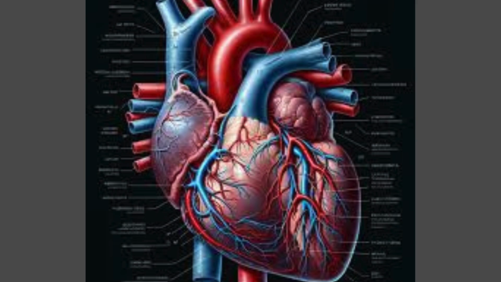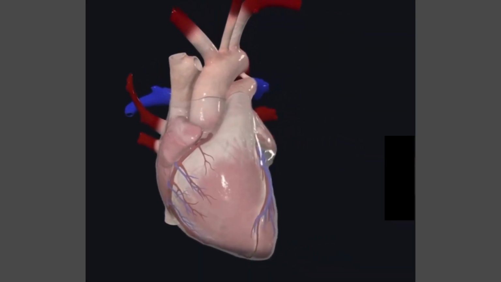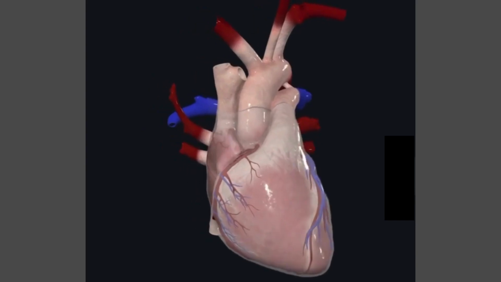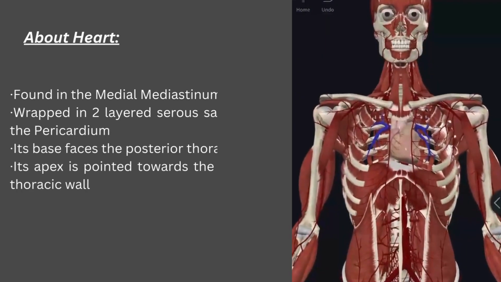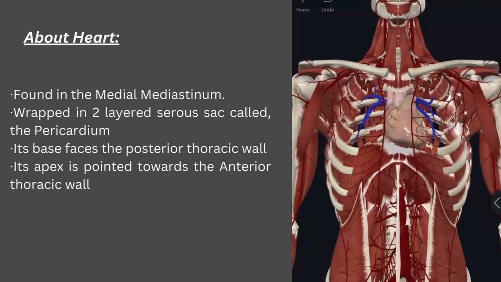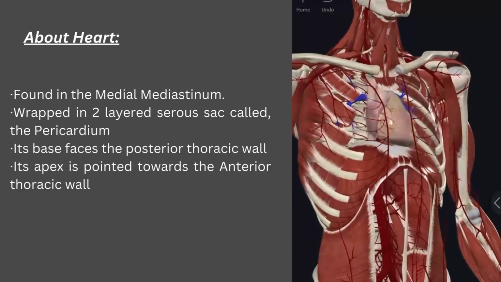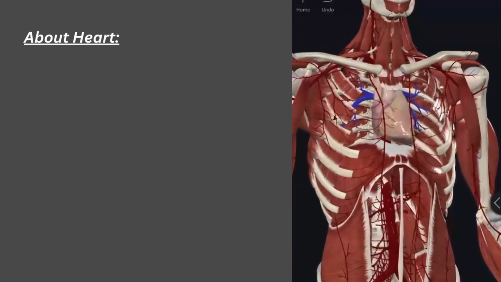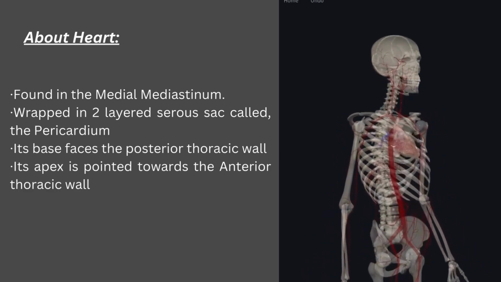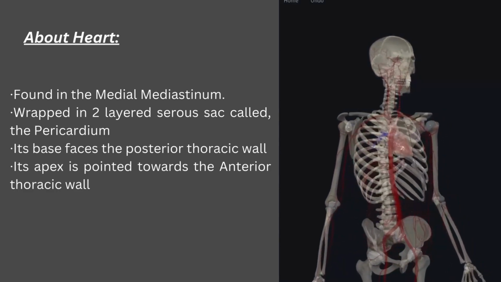Today we're diving into the fascinating world of the human heart. The heart is a vital muscular organ that functions as a pump. It is found in the middle mediastinum, wrapped in a two-layered serous sac called the pericardium. Its base faces the posterior thoracic wall, and its apex is pointed toward the anterior thoracic wall.